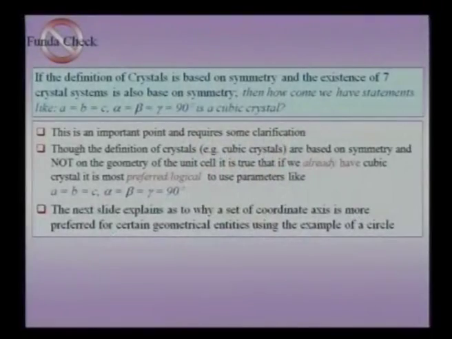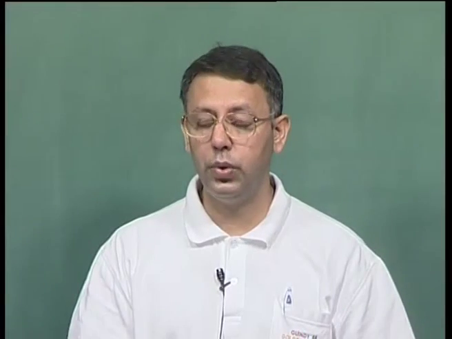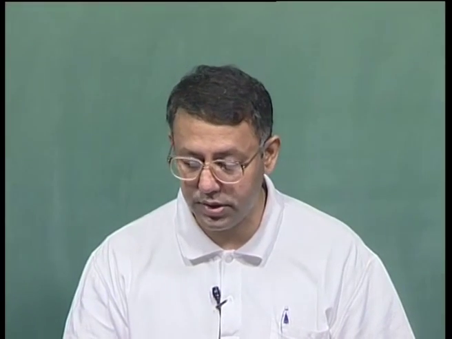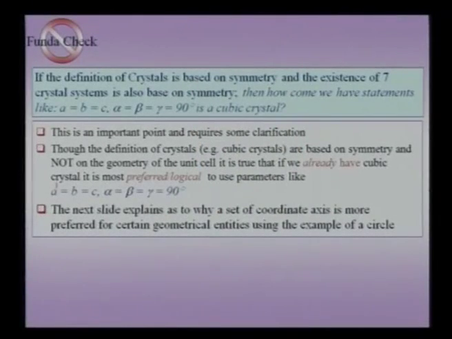The important thing is that though the definition of crystals, for example a cubic crystal, is based on symmetry and not the geometry of the unit cell, please note again the word not is very important, it is not based on the geometry of the unit cell. It is however true that if you already have a cubic crystal, that means somebody gives you a cubic crystal and asks you to choose the most logical unit cell or the most logical choice of the basis vector set, then you would go in for cubic lattice parameters, which is a equal to b equal to c and alpha, beta, gamma equal to 90 degrees. So in this case, if you already have a cubic crystal and you want to use the most preferred set, the word is preferred or logical and not the only possibility.